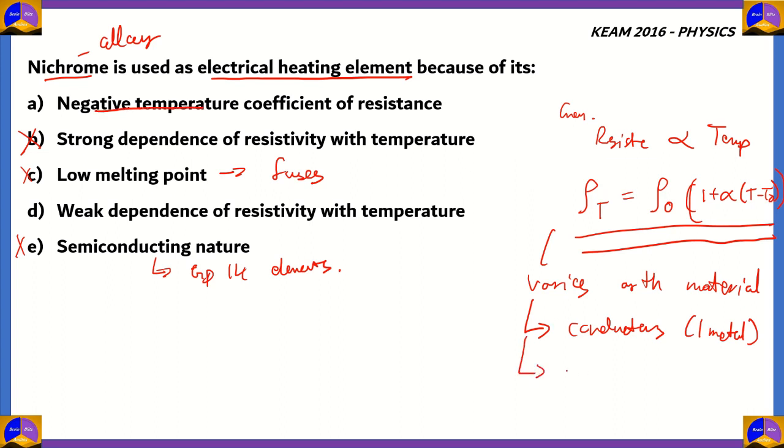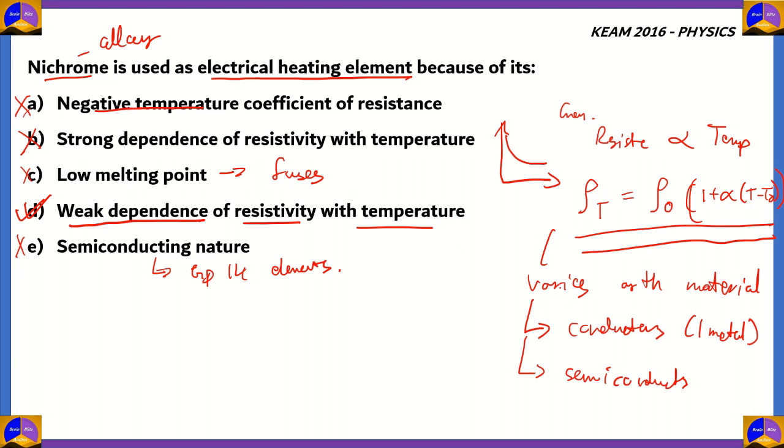So that is the second part. When you have semiconductors, you will notice that the resistivity at a particular temperature, as the temperature increases, undergoes a gradual decline. So therefore, over here, it's a negative temperature coefficient. So for semiconductors, negative temperature coefficient, so option A is incorrect. The correct answer is option D, weak dependence of resistivity with temperature.